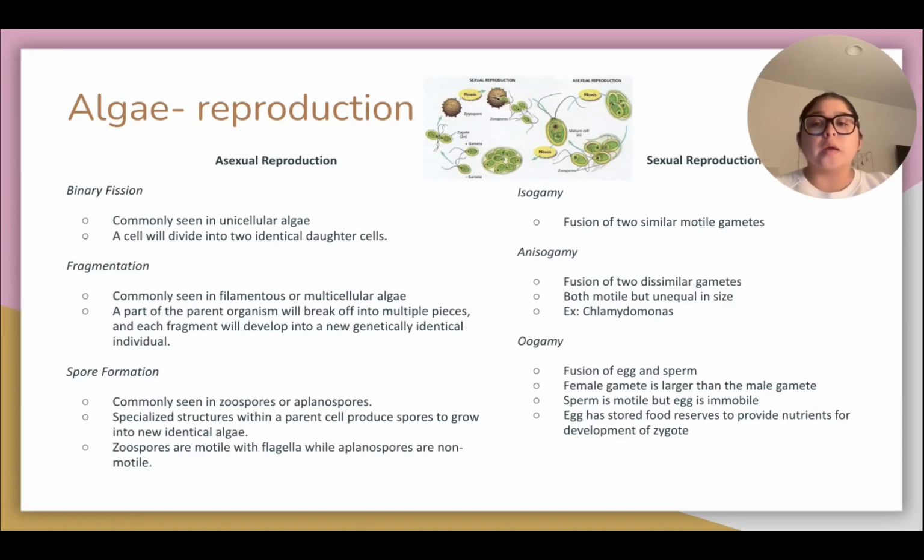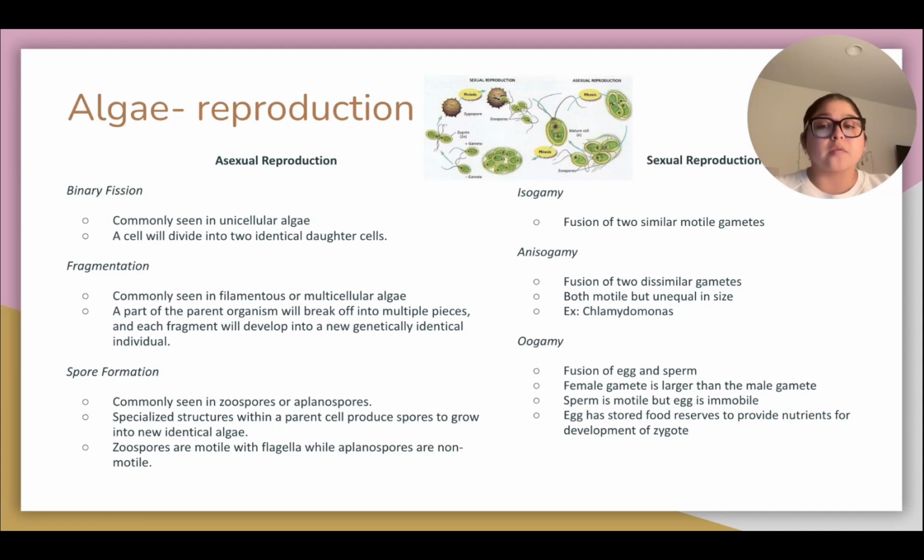So for reproduction for algae, there's asexual reproduction and sexual reproduction. For asexual reproduction, the first one that I read about was binary fission, and this is commonly seen in unicellular algae. This is a process where a cell will divide into two identical daughter cells. There's also fragmentation, which is commonly seen in multicellular algae. Essentially, a part of the parent organism will break off into multiple pieces, and each fragment will develop into a new genetically identical individual.